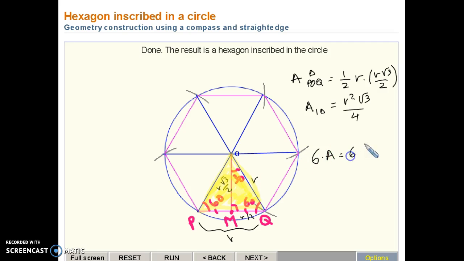Now the area of the whole hexagon is going to be 6 times the area of this triangle. It's going to be 6 times R squared square root of 3 over 4. If I simplify, the hexagon area is going to be 6 divided by 2 is 3, R squared square root of 3 over, and 4 divided by 2 is 2. So it's going to be 3/2 of R squared, the radius squared, times the square root of 3. This is the total area of my regular hexagon inscribed in a circle, center O and radius R.